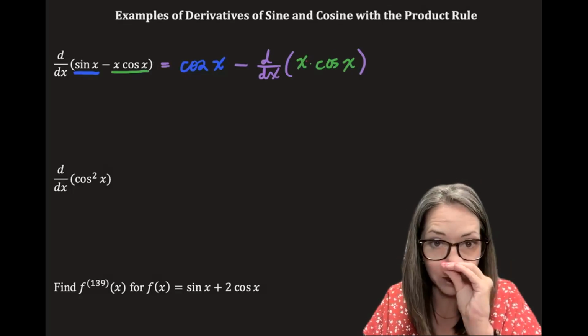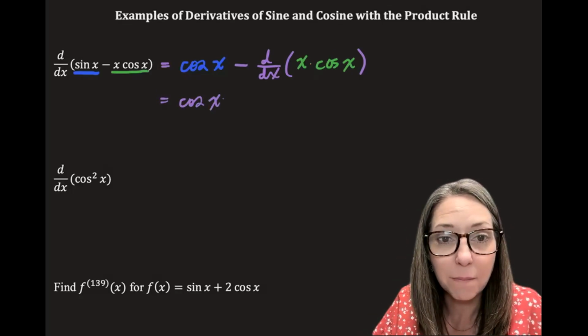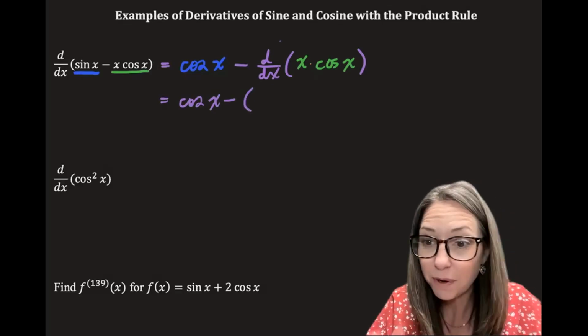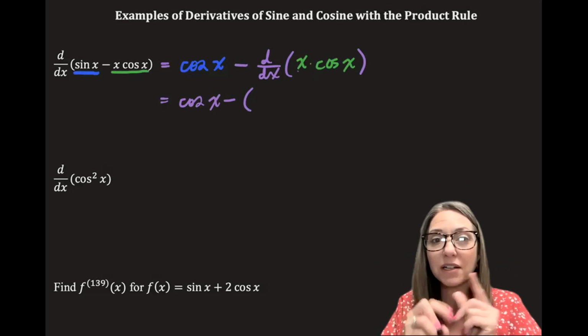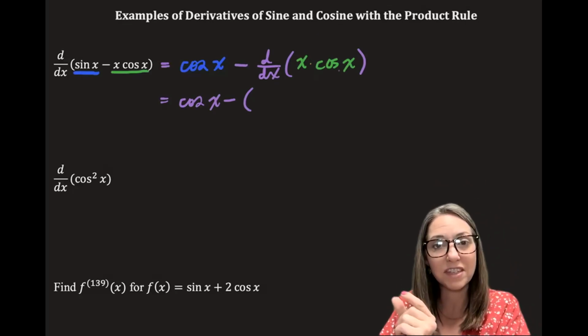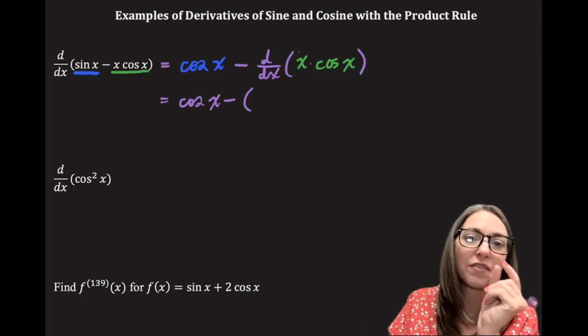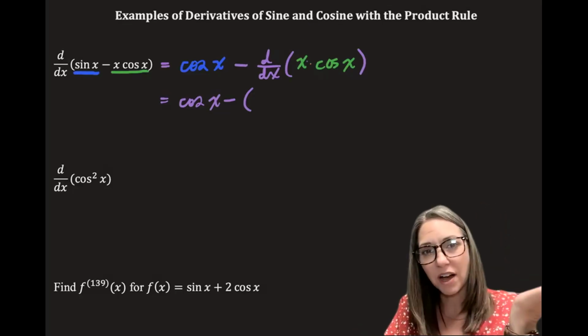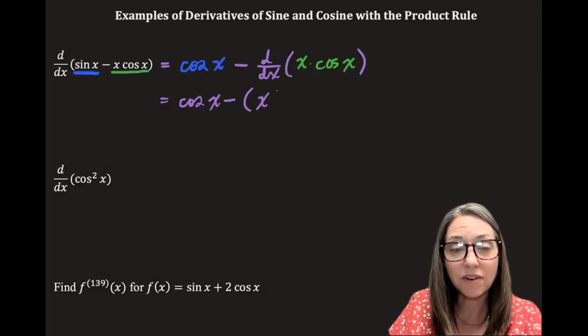That is a product. So we are going to write this as, okay, cosine x minus parentheses, because there are two terms when we do the product rule. It doesn't matter what order you go in, but it's the first function times the derivative of the second function, factor I should say, plus the second factor times the derivative of the first factor. Or the reverse, either way, the order's fine. So first factor is x times the derivative of cosine.